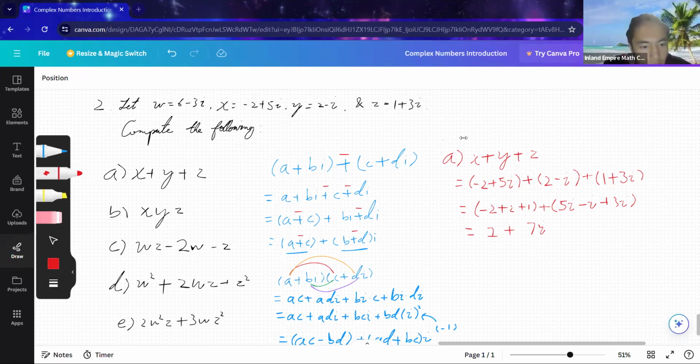What's WI? Oh no, sorry, that's actually a WZ. I'm going to type into the chat. It's WZ minus W minus Z. I know it's a little weird, but it doesn't have a dot.